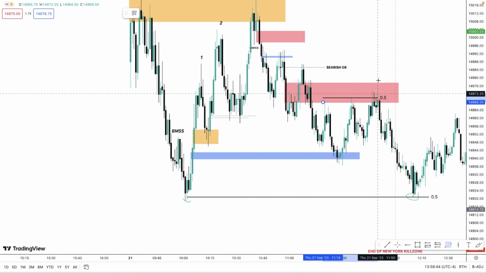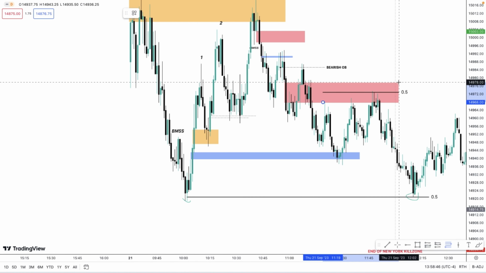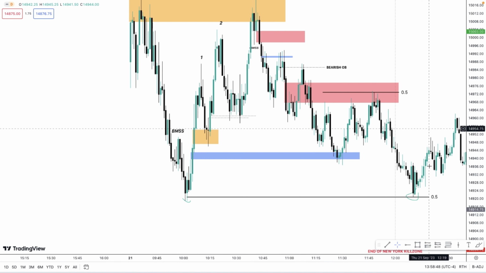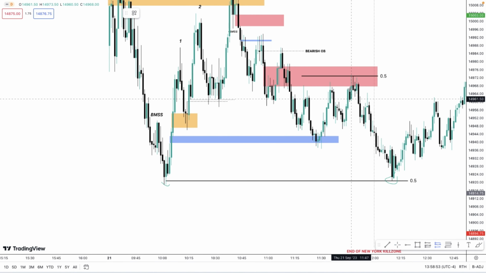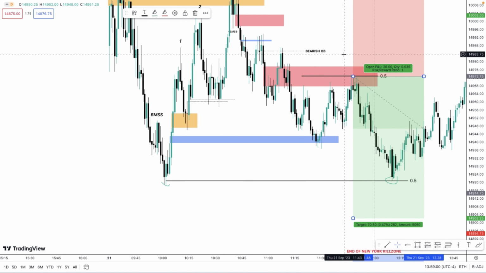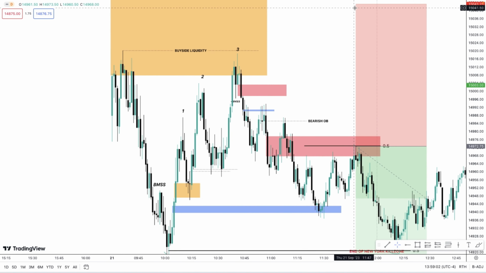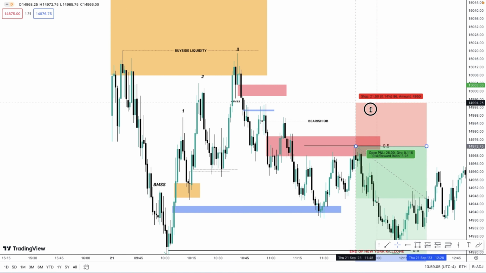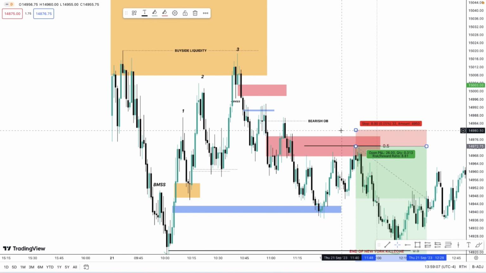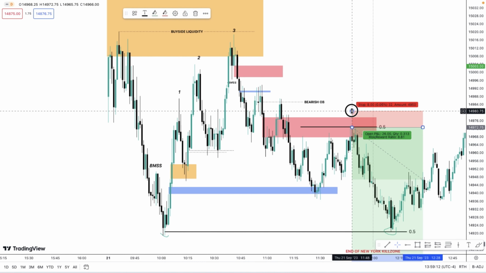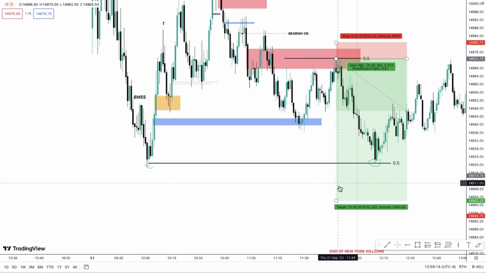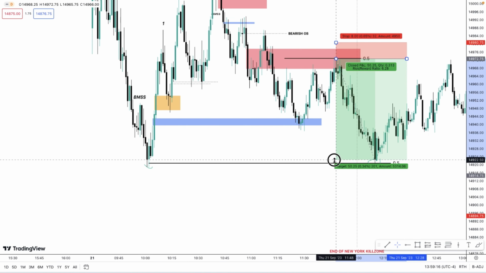fair value gaps have a very sensitive price at the midpoint. So I'm gonna mark the midpoint of the fair value gap, which is the consequent encroachment. Price trades to it here perfectly, and you can sell that as well. Your stop loss, you put it above the candle that created the fair value gap. So this one, stop loss right there. Take profit still the same.